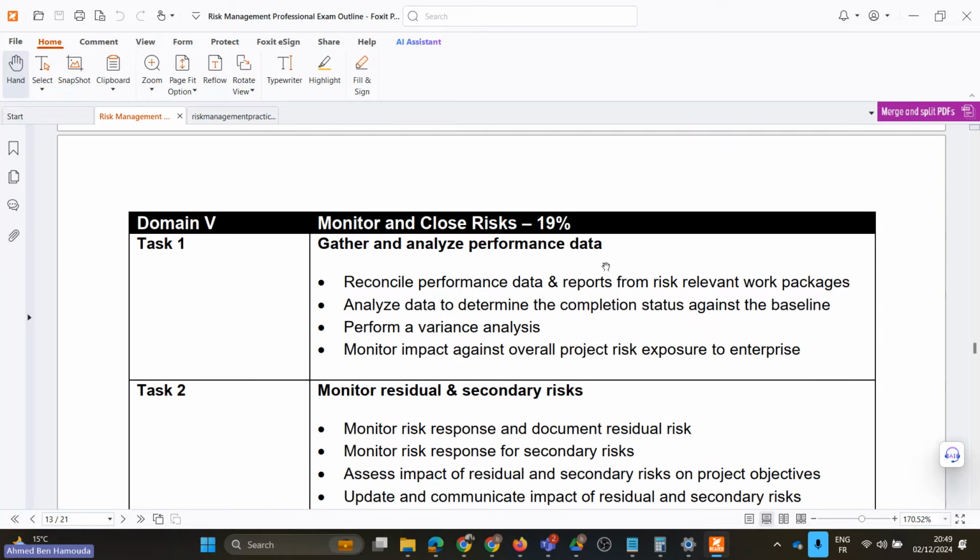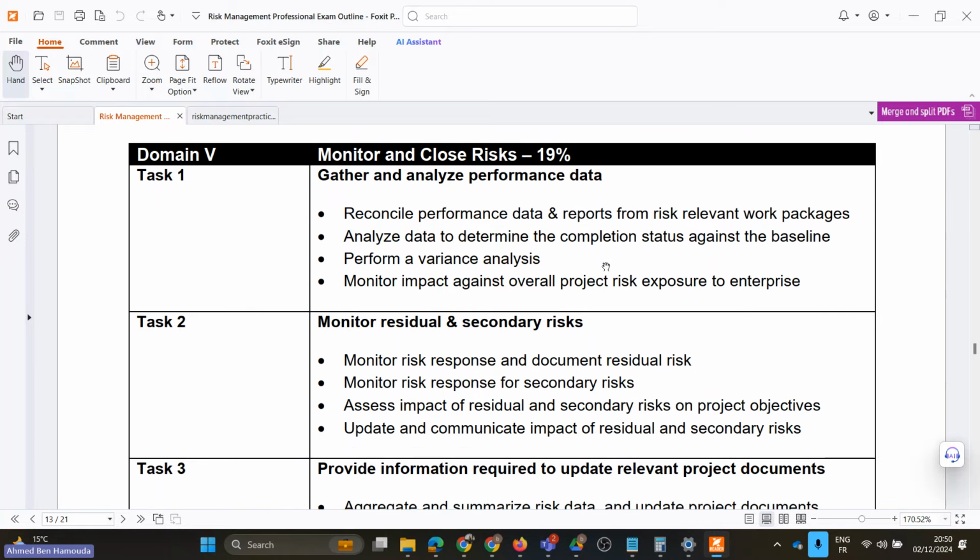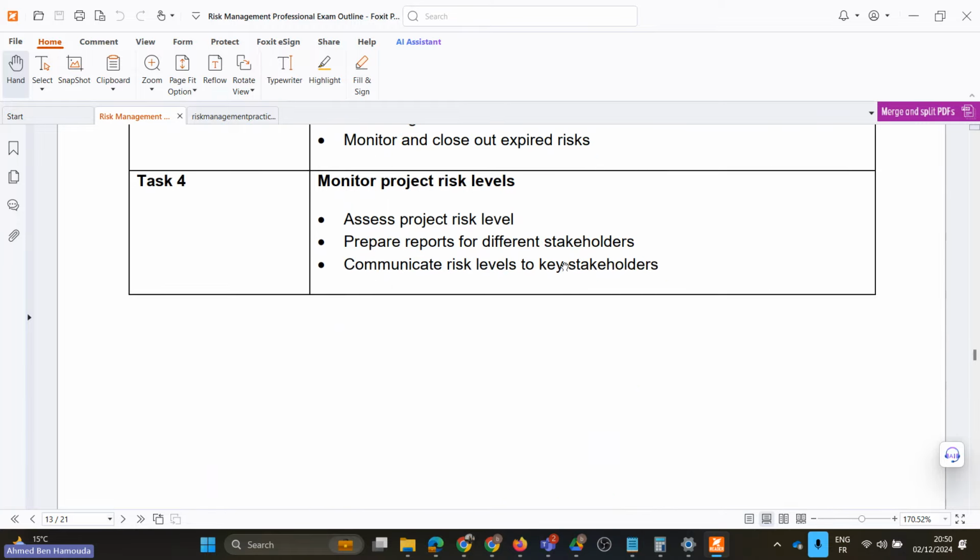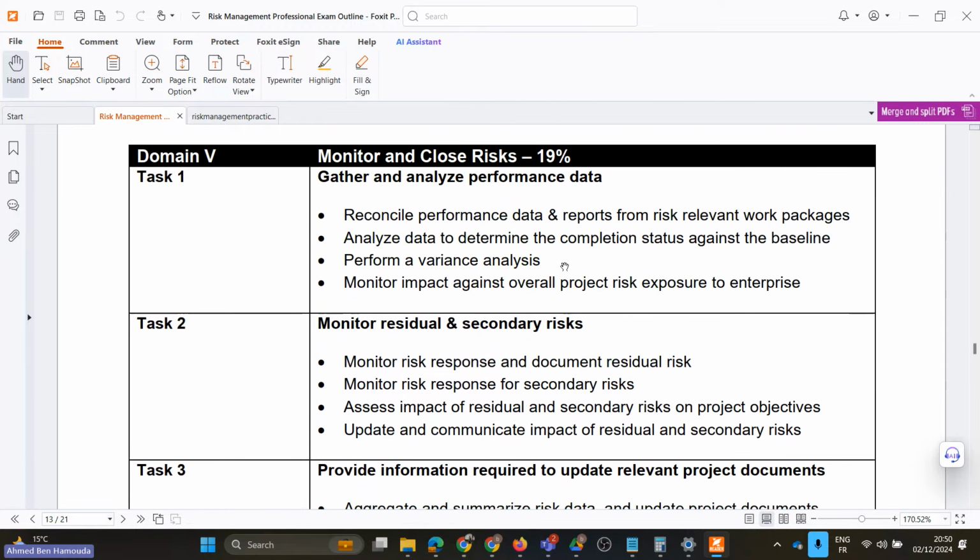Now, the last domain in the RMP exam is actually monitoring the risks and closing the risks. Closing the risks is something we project managers really need to learn the tough way. We need to enhance our skills in closing risks, because not all project managers know how to close risks, and not all risks can be closed.